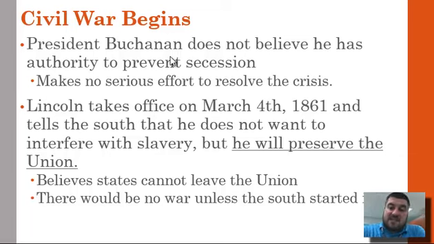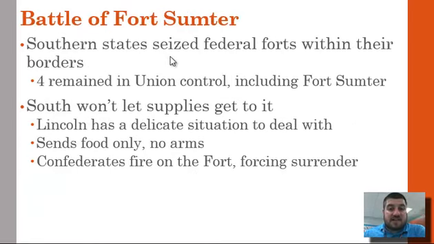So the Civil War begins, and President Buchanan does not believe he has the authority to prevent these states from seceding. He's still president until Lincoln takes over in 1861, and when he does, he tells the South that he is not going to interfere with slavery, but he will do what he has to preserve the Union. He doesn't believe that states can leave the Union. Secession is kind of a legal question. There are people who believe it can happen. There are people who believe it can't. But there would be no war unless the South started it.